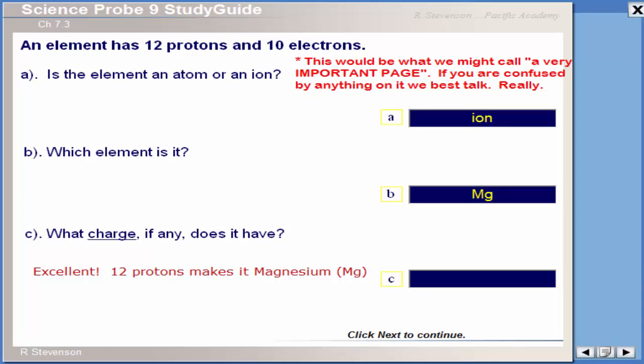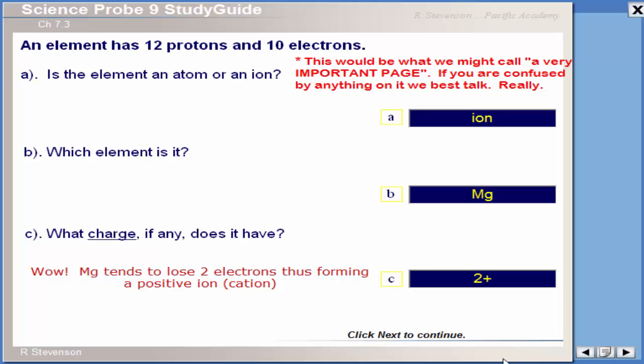Okay, the last part of this question, what charge, if any, does it have? We're talking about its ionic charge. The fact that it had 12 protons but only 10 electrons, and it should have, if it's a neutral atom, 12 electrons, means to me that it's lost 2 electrons, right? Electrons are negative. If you lose 2 electrons, the charge is going to be 2 plus. Magnesium tends to lose 2 electrons, thus forming a positive ion, which is called a cation. A negative ion is called an anion.